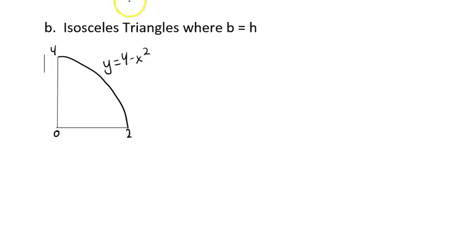Okay, so let's set up the isosceles triangle situation where the base and the height are equal. And again, you look at your x-axis, we're going from 0 to 2, plus it was given in the original instructions. The formula for the isosceles triangle where base equals height is 1/2 base squared. The base is your function, which is 4 minus x squared. So if you can get that part, you should be good from there.